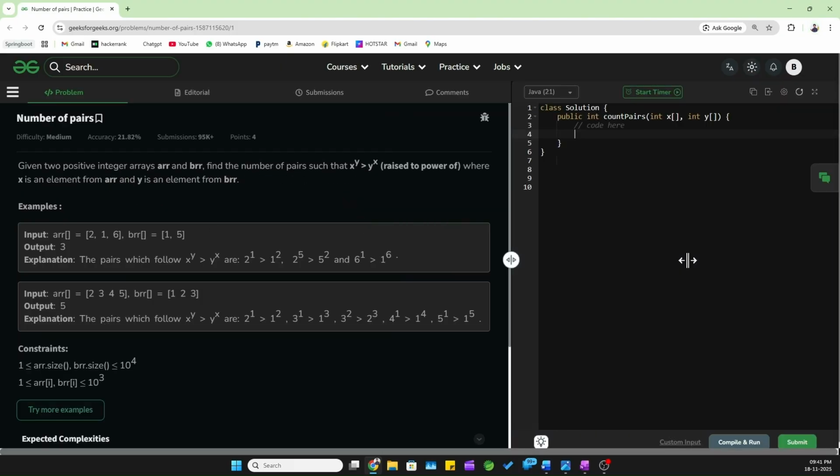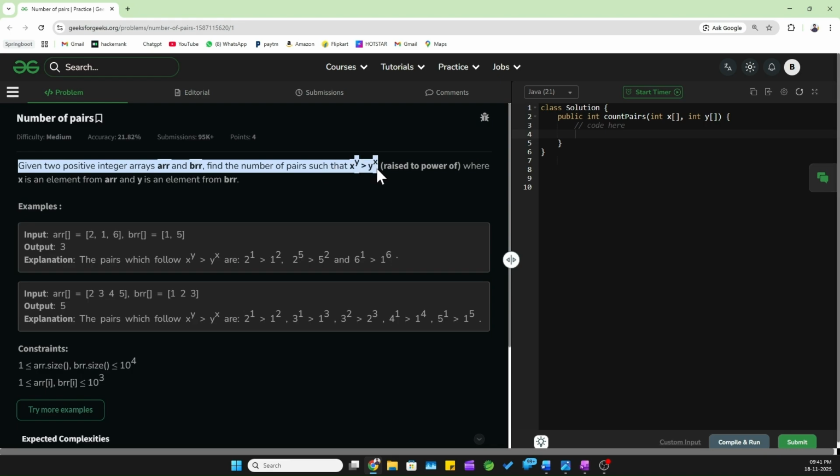So today's problem is number of pairs. It is a pretty straightforward problem. Given two positive integer arrays ARR and BRR, find the number of pairs such that x power y is greater than y power x. So here we will be having two arrays named ARR and BRR.